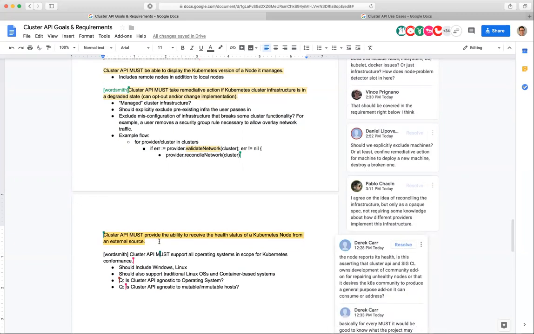So we can wordsmith that one. The one remaining one is Cluster API must provide the ability to receive the health status of a Kubernetes node from an external source. And I'm going to let either Nadir or Jason describe this one.